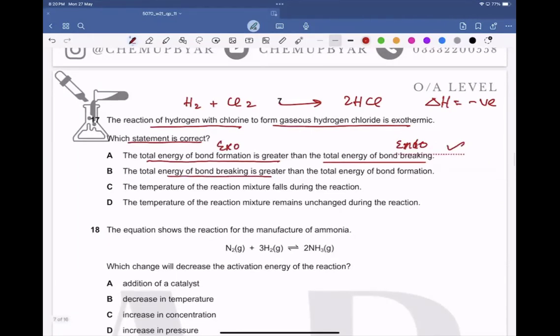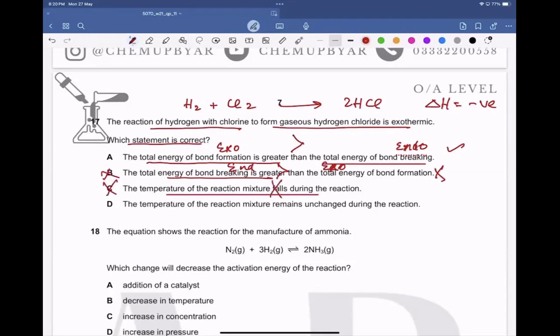The total energy of bond breaking is greater. So they are saying endo is greater than exo over here. If endo is greater than exo, it is going to be endothermic, not exothermic. So C and B go wrong. A seems correct. The temperature of the reaction mixture falls during the reaction. If it's exothermic, the temperature doesn't fall, but it increases. The temperature of the reaction mixture remains unchanged. No, it's going to increase. So A is the correct answer.